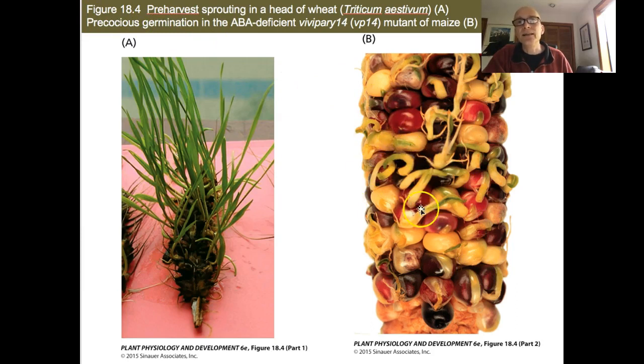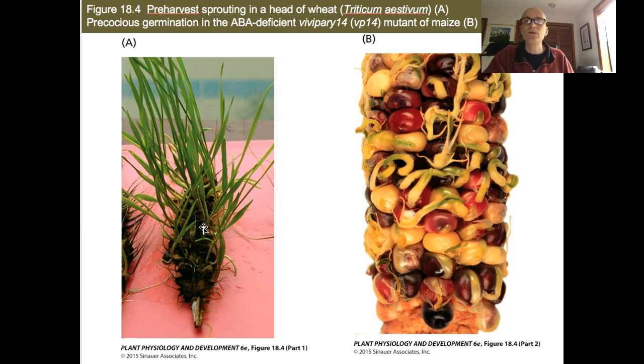Right? You can see that all of these are germinating, the little seedlings that are sprouting, even though the corn has not dried up and is not ready to go into the next generation. So in both of these cases, these were mutants that were found due to their strange appearance of germination on the cob or on the head of the wheat before it was time for them to germinate.